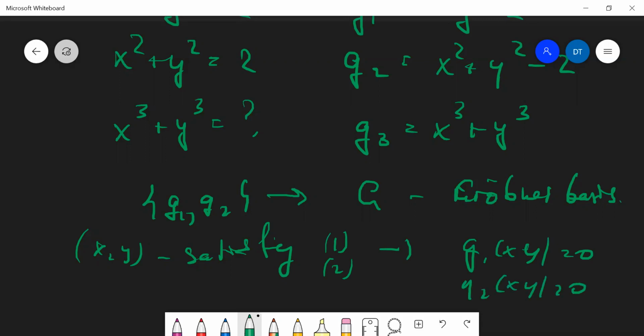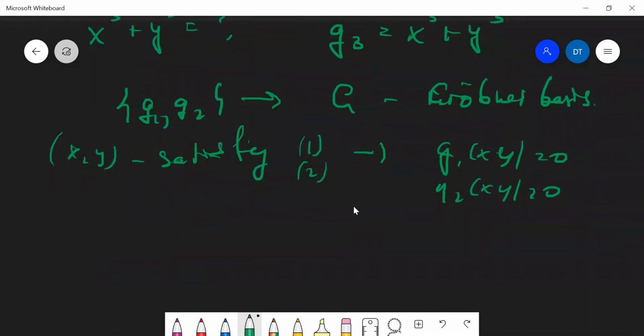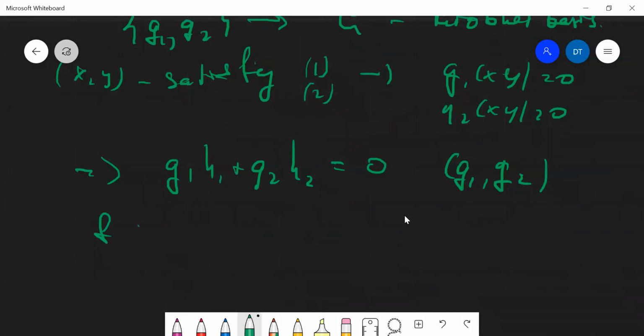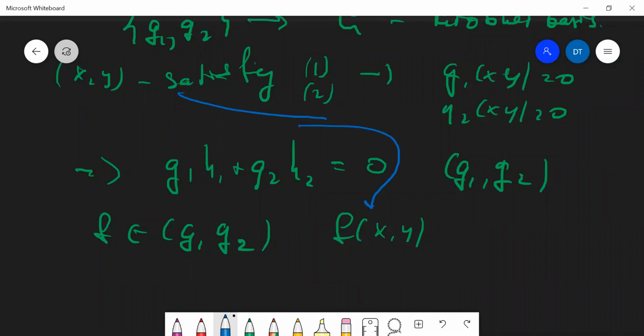Well, this is just an obvious claim because we just defined g1 and g2. But then it implies that if you multiply g1 and g2 by any other polynomial and consider this expression, it also equals zero for any solution of the first two equations. So this simply means that for every polynomial from this ideal, the result of your computation is zero. Again, for every f from the ideal generated by g1, g2, f(x,y) will be zero for the solutions of 1 and 2.